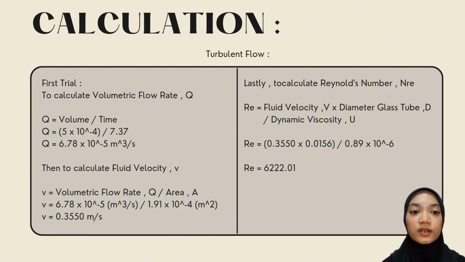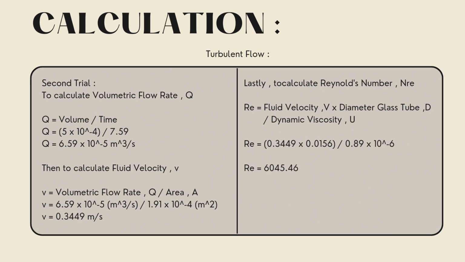Lastly, to calculate the Reynolds number, taking the Reynolds number equal to fluid velocity V times the diameter of the glass tube D divided by dynamic viscosity U, where the Reynolds number equals 0.3550 times 0.0156 divided by 0.89 times 10 to the power of negative 6, Reynolds number will equal 6222.01. This shows that for the turbulent flow calculation, the Reynolds number is more than 4000.